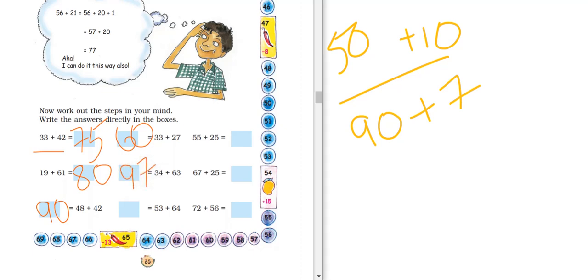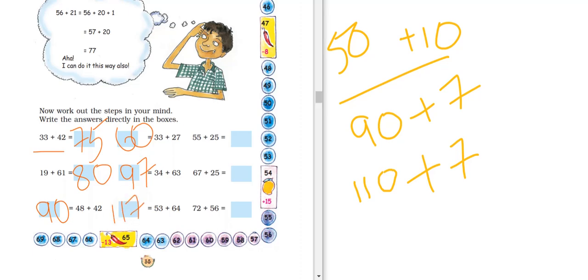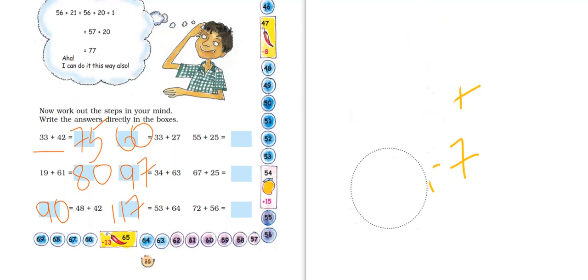The next one is 53 plus 64. Let's add up the tens first. 5 tens in the first number and 6 tens in the second number. That is a total of 11 tens, which is 110. And how many ones do we have? 3 ones in the first number and 4 ones in the second number. That's a total of 7 ones. So 110 plus 7. That is a total of 117.